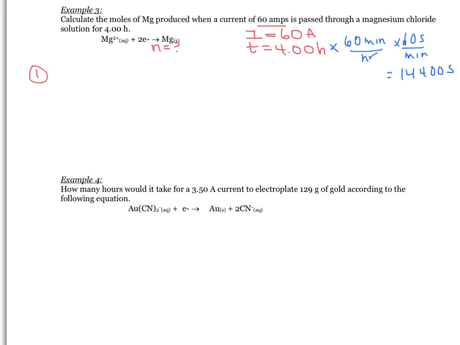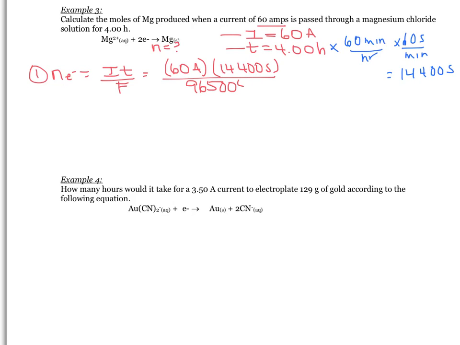Step number 1 is to find the number of moles of electrons. Here we're going to use I T divided by F, since we know the current, we know the time, and we always know Faraday's constant. So we have 60 amps times 14,400 seconds, all divided by 96,500 coulombs per mole. This will give us an answer of about 9 moles. So this is a very poor question as it relates to significant figures.